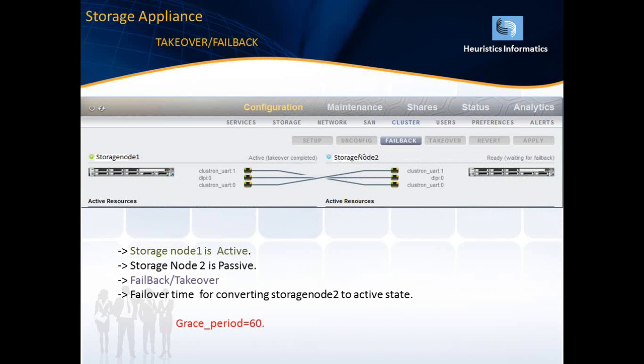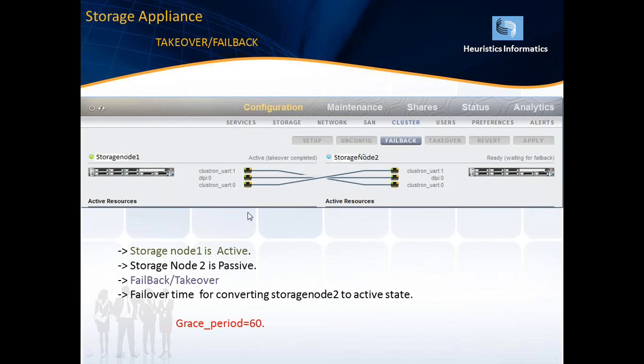Here in the next slide, we have the failback. As I told you, the two compute nodes will be working in an active passive configuration. The symbol on the left-hand side is called storage node 1, and the one on the right-hand side is known as storage node 2. The green symbol, which is blinking, represents the active node, and the symbol showing the blue mark represents the passive node.